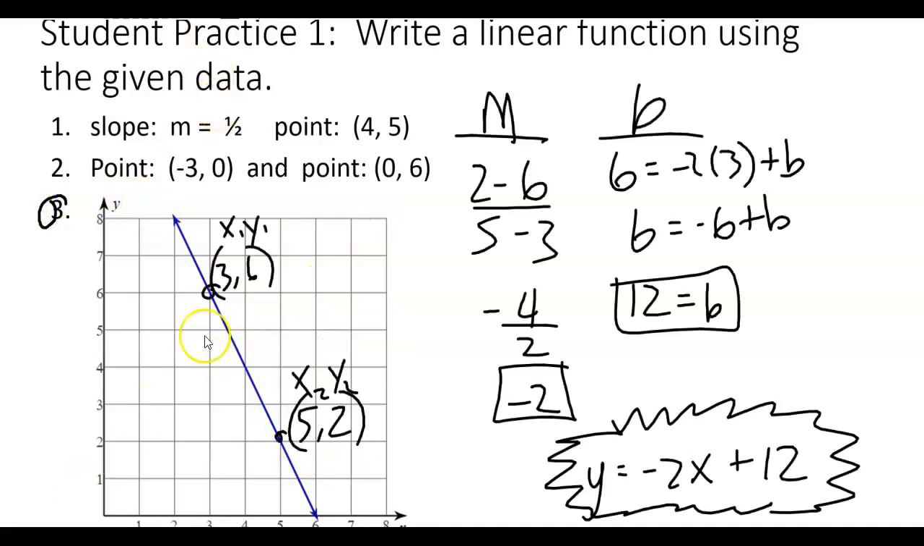Pause the video. All right, and here you go. So I went ahead and picked these 2 points, (3,6) and (5,2). Used my formula, got -2. Then I went ahead and plugged in this point for x and y, and my slope into the y equals mx plus b formula to solve for b, and I got 12. So my equation would be y equals -2x plus 12.